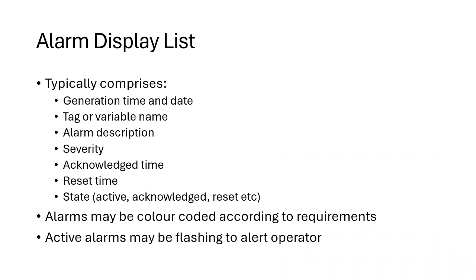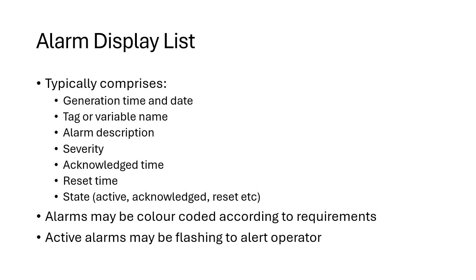Alarm display lists are often highly flexible, and typically they will include a few or more or all of the following. So we have the generation time and date. There would be the tag or variable name. There would be an alarm description. There would be an alarm severity. If the alarm has been acknowledged, we may display the acknowledged time. And if it's been reset, we may display the reset time.